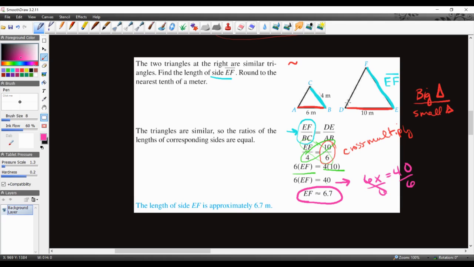So with these ones, the biggest issue is just making sure you set them up correctly. This is a key thing here. Whatever you put on the top has to match whatever you put on the top for the other fraction. Same with the denominator.